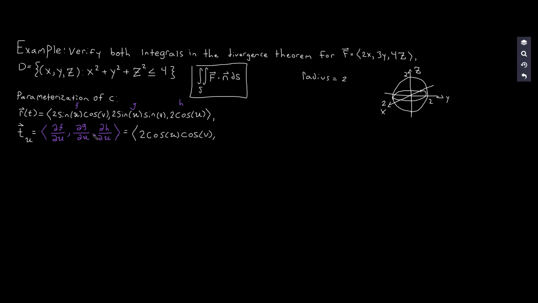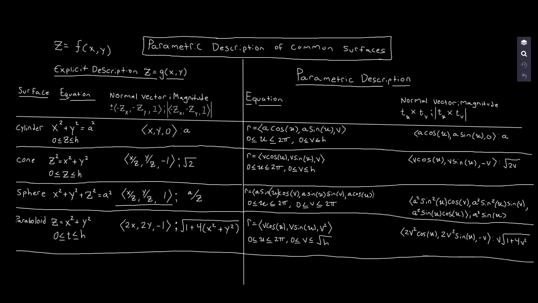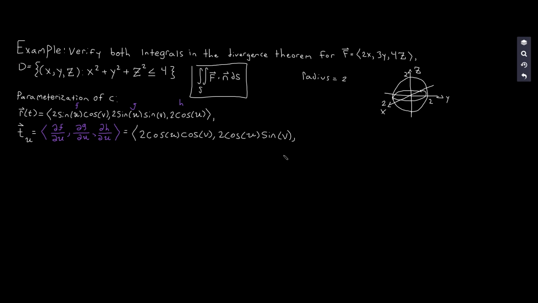For this, I need to take the derivative with respect to u. So it's going to be 2 cosine of u times cosine of v. For the next one, it's 2 cosine of u times sine of v. And for the last one, the derivative of 2 times cosine of u is negative 2 sine of u.